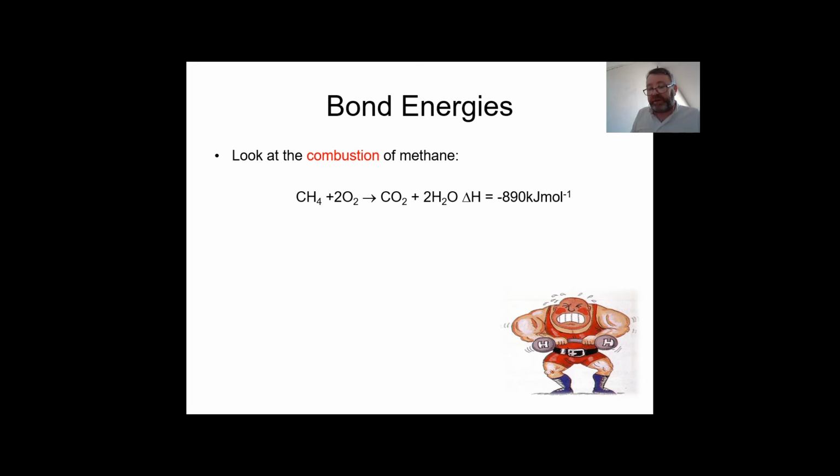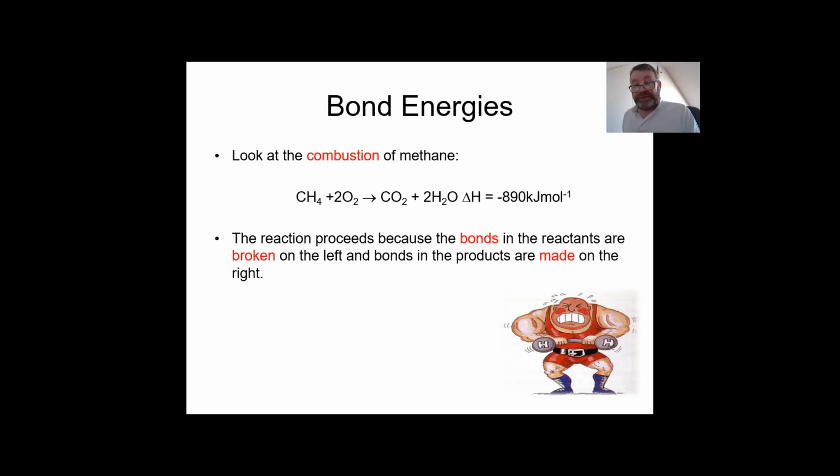Okay, so in this case, we're going to break 4 C-Hs, we're going to break 2 O2s, and we're going to make 2 C=Os and 4 O-Hs. Now, where am I getting all this from? Let's go a little bit more into detail.